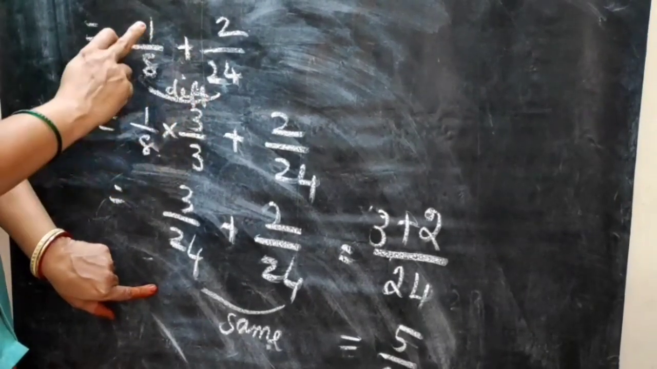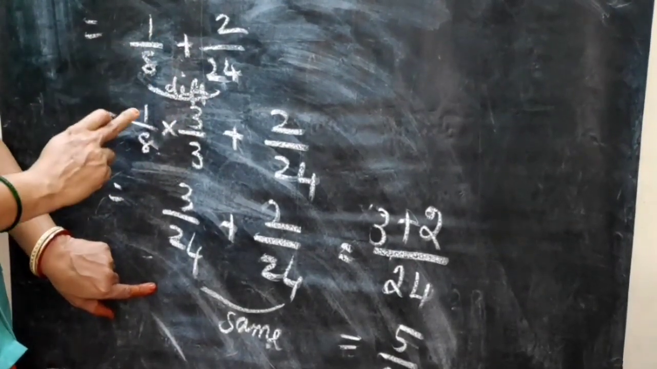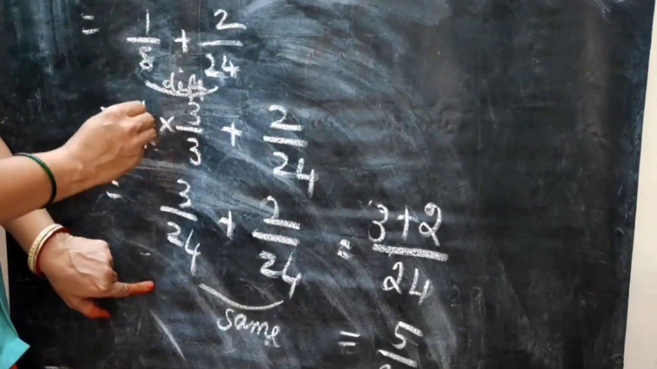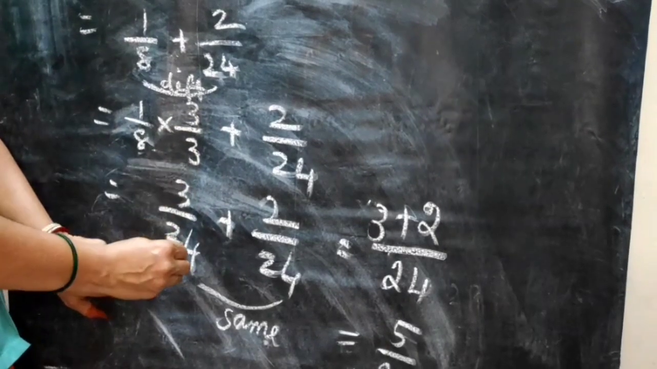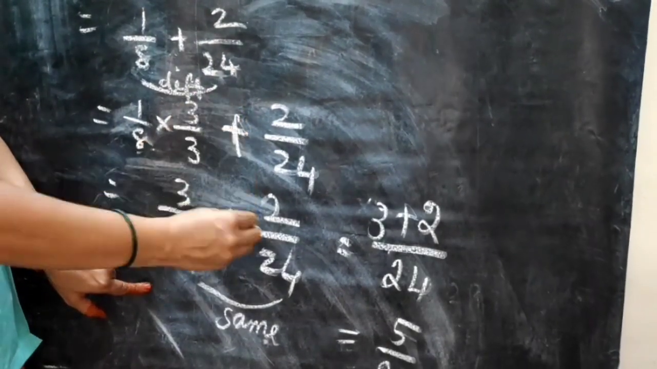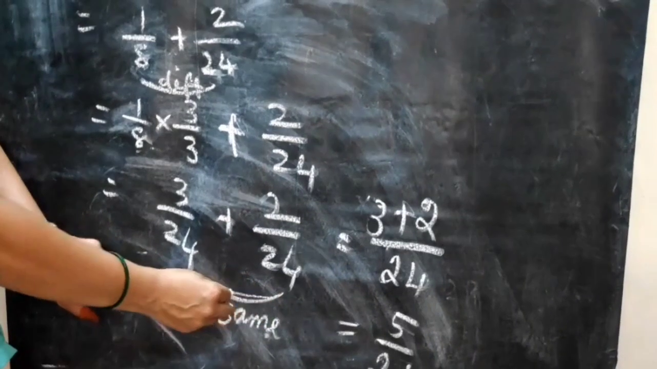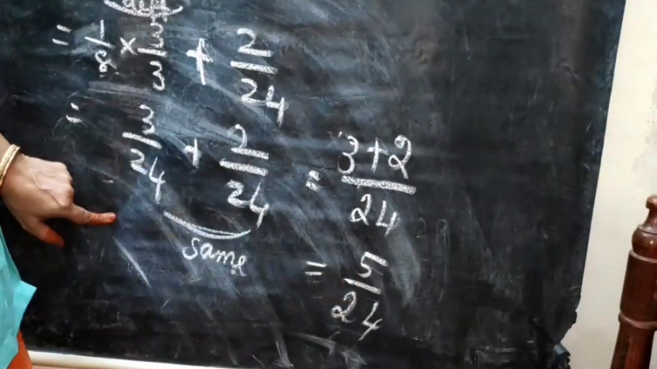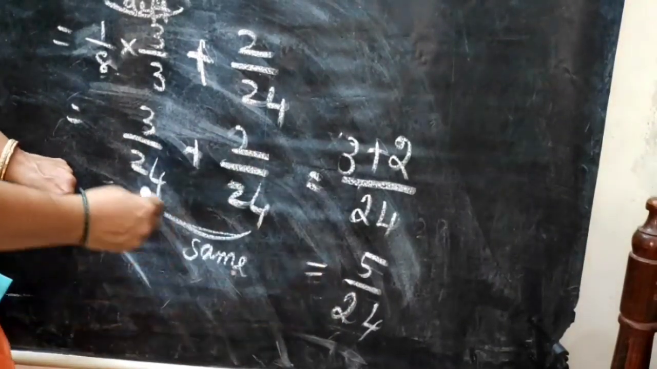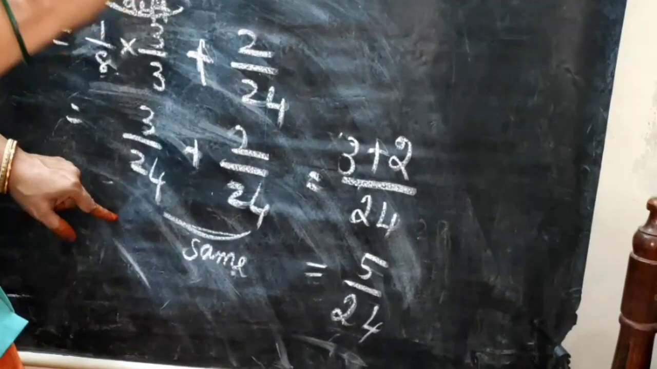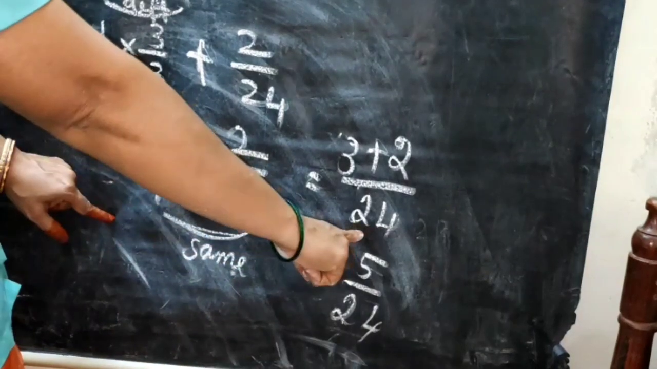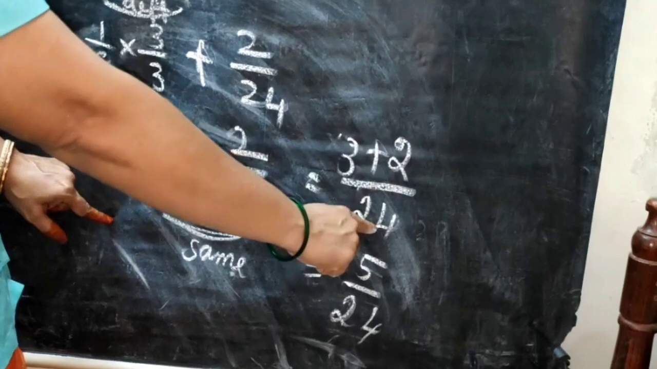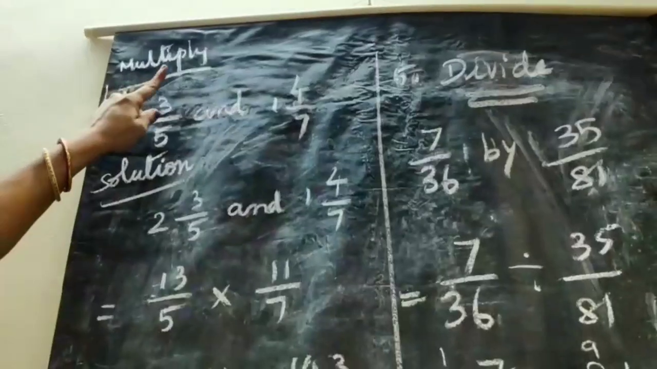So the 3, you want to multiply 1 by 8: 3 by 24, plus 2 by 24. 1 3 is 3, 3 8s are 24. Next symbol is plus, 2 by 24. Now see, the denominator is the same. So as usual, addition: 3 plus 2 is 5, divided by 24. 5 by 24. You should not add 24 plus 24 equals 48. Write the denominator only one time. Only add the numerators: 3 plus 2, 5 by 24.